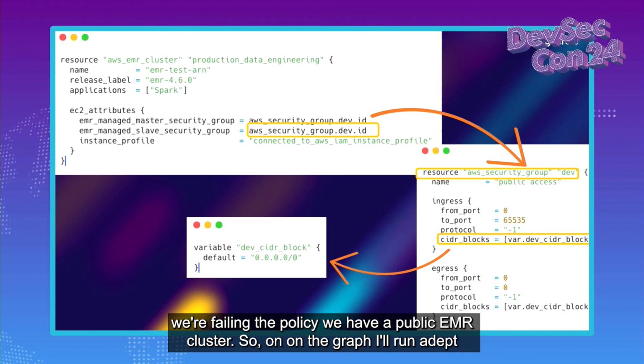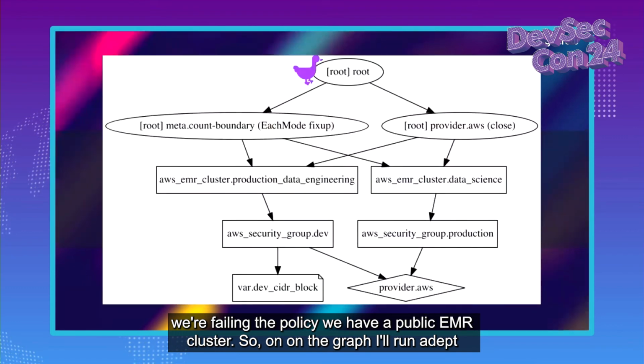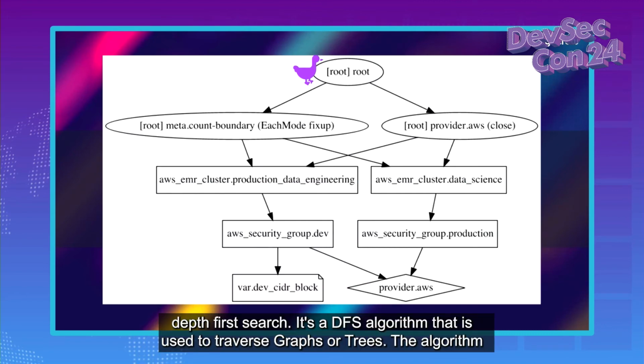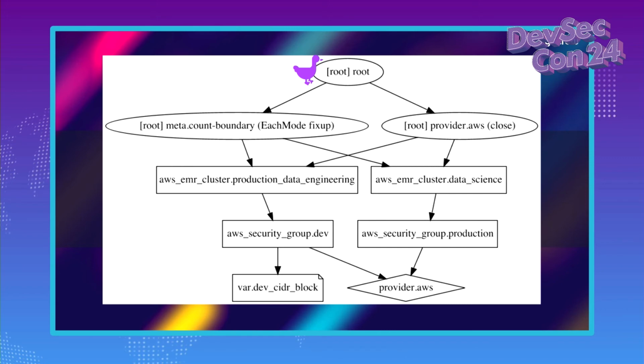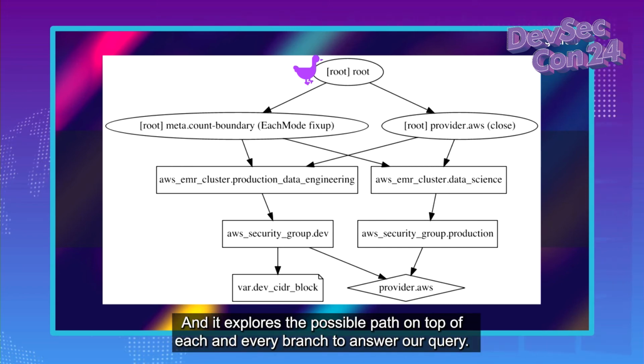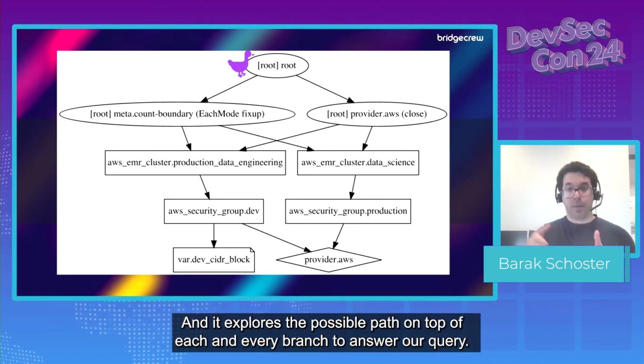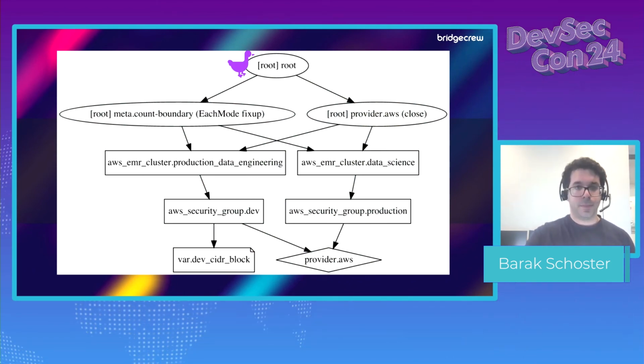We have a public EMR cluster. So on the graph, I'll run a depth first search. It's a DFS algorithm that is used to traverse graphs or trees. The algorithm starts at the root node. It can select an arbitrary one, or it can be defined by a filter. And it explores the possible paths on top of each and every branch to answer our query.